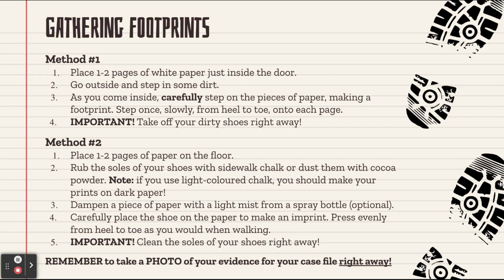You should dampen your piece of paper with a light mist from a spray bottle. Now, this is optional, but it works a lot better if the soles of your shoes are a little damp and/or if your paper is a little damp to pick up the powder better. Then carefully place your shoe on the paper to make an imprint and press evenly from heel to toe as you would when you're walking. Again, importantly, clean the soles of your shoes right away so you don't make a mess inside the house.